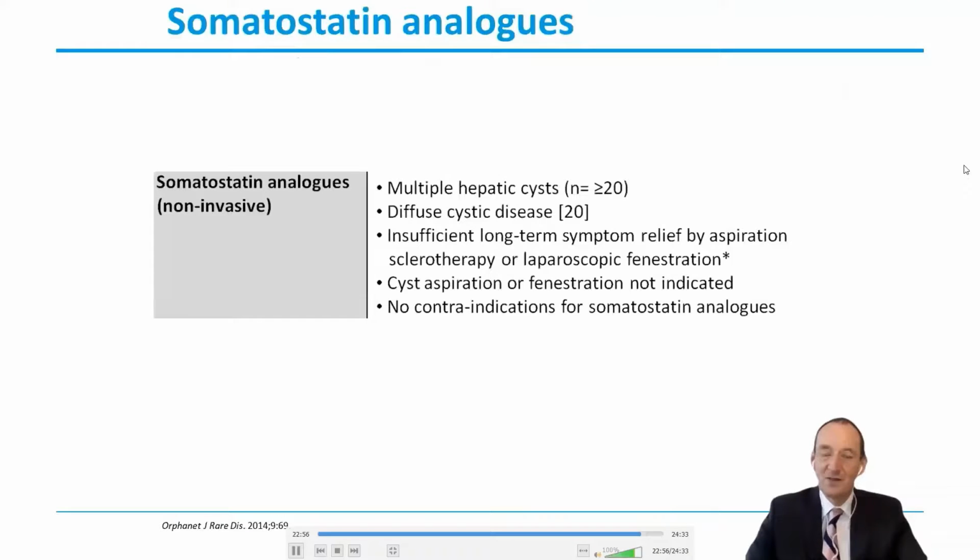So to wrap this up, somatostatin analogs are effective in patients with multiple hepatic cysts, in particular with diffuse cystic disease, with insufficient long-term relief by aspiration sclerotherapy or fenestration, and it is effective for a short period of time, while a longer period of time, over 120 weeks, is unclear at this point of time.